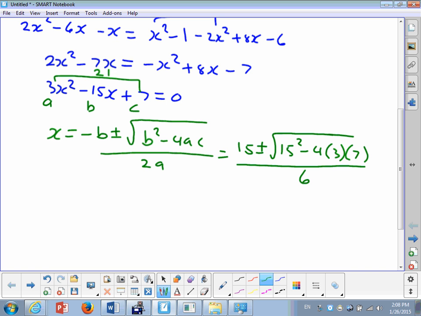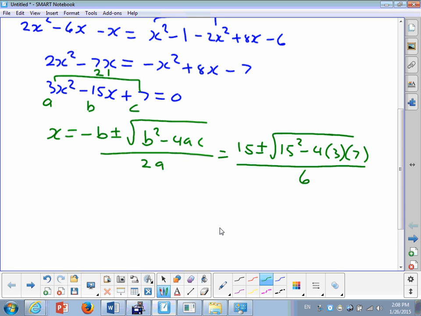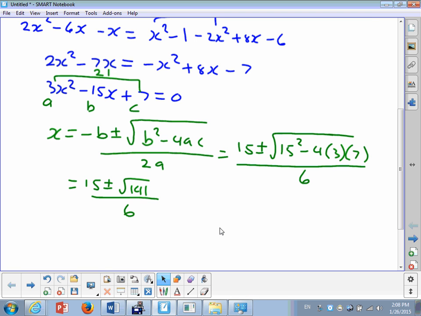Now, I always look at the discriminant part first to see if I can solve it. Take out my calculator. I've got 15 squared minus 4 times 3 times 7 is 141. So I get 15 plus or minus the square root of 141 all over 6. So one answer would be 15 plus the root of 141 divided by 6. And the other one would be 15 minus the square root of 141 divided by 6.